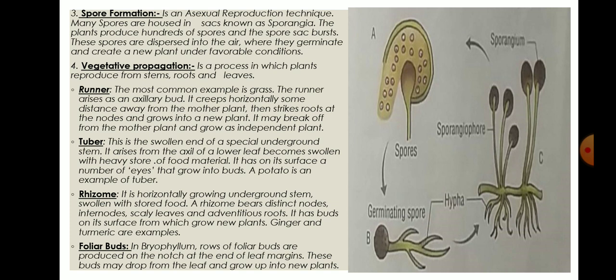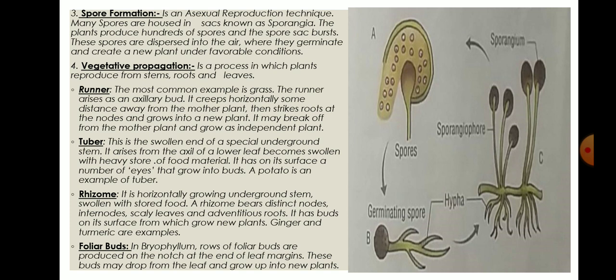Tuber: this is the swollen end of a special underground stem. It arises from the axil of the lower leaf and becomes swollen with a heavy store of material. It has on its surface a number of eyes that grow into buds. A potato is an example of a tuber.